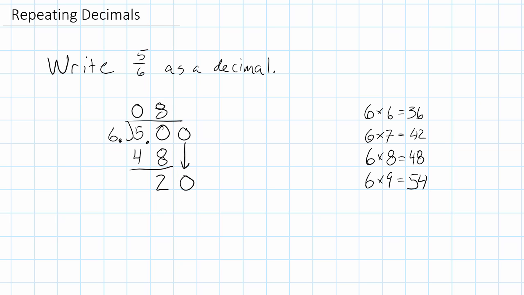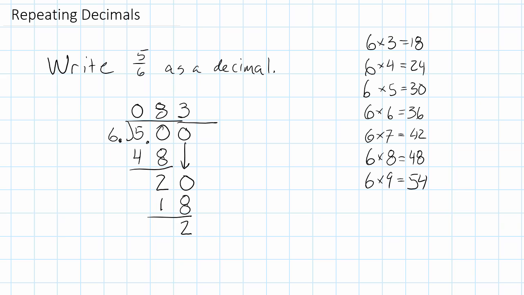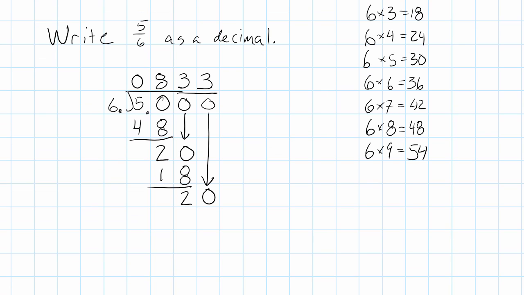6 goes into 20. Let's see. 6 times 5 was 30. That's way off. 6 times 4, 24. Getting closer. 6 times 3 is 18. Okay, so 6 goes into 20 3 times, with 2 left over.